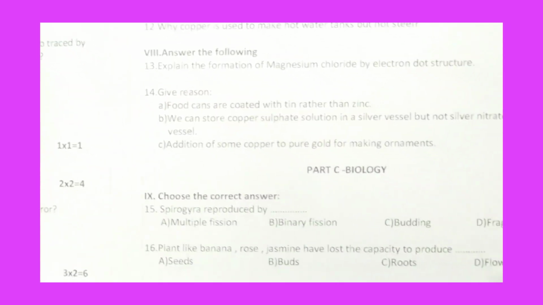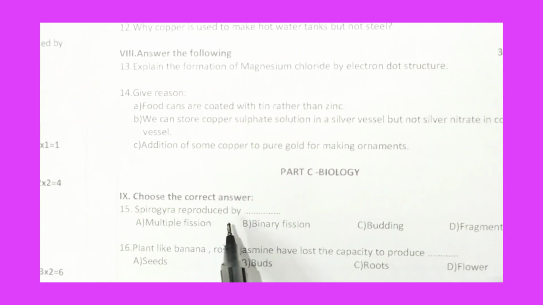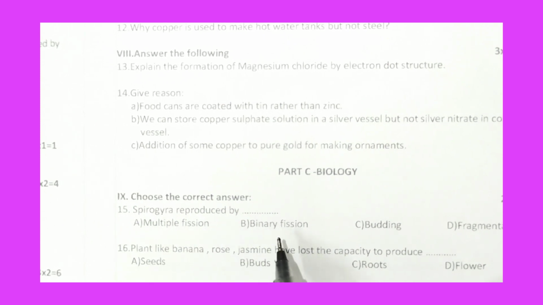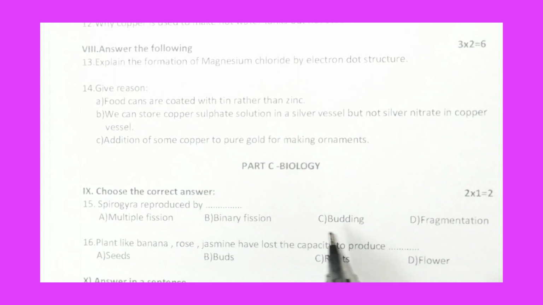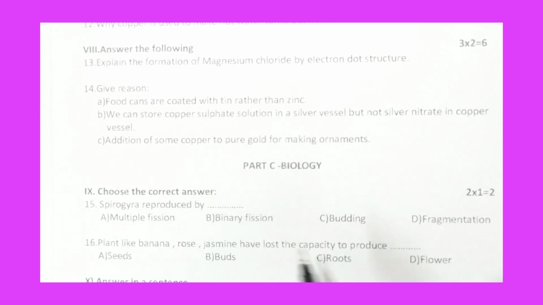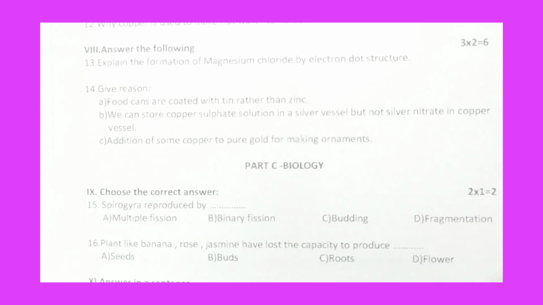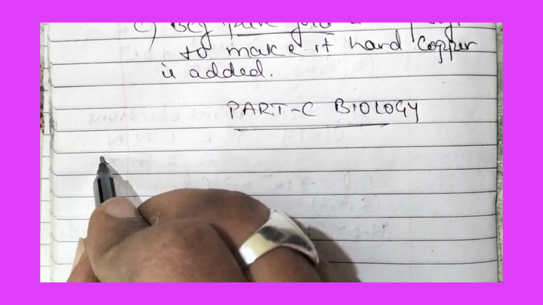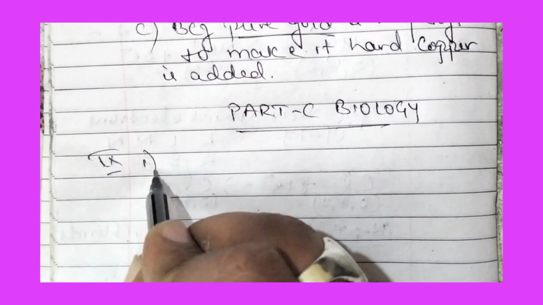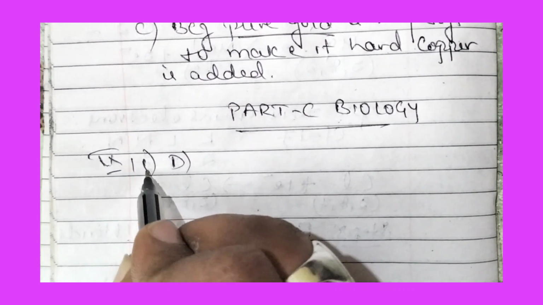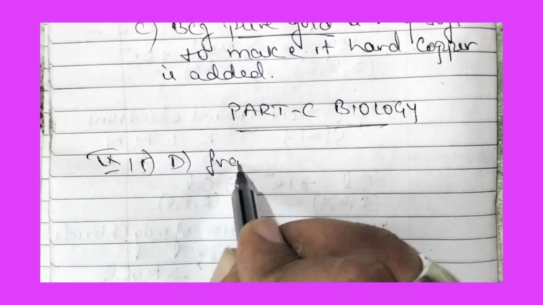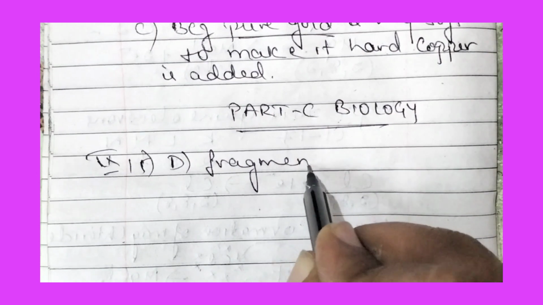So now let us move to part C, biology. The first question: Spirogyra reproduces by multiple fission, binary fission, budding, or fragmentation. Among the four options, Spirogyra reproduces by option D, fragmentation. This is the 15th question, and fragmentation is the right answer.